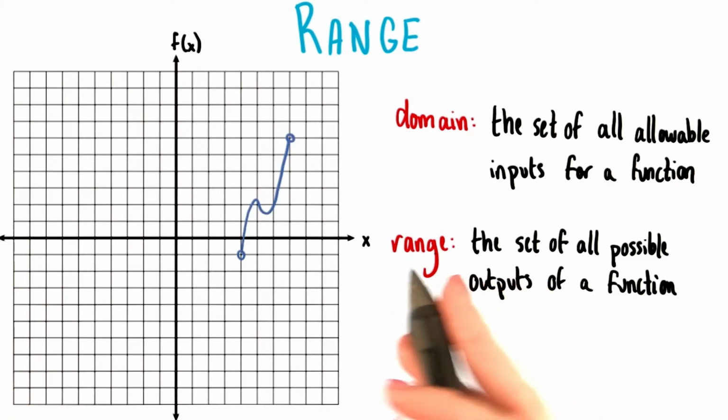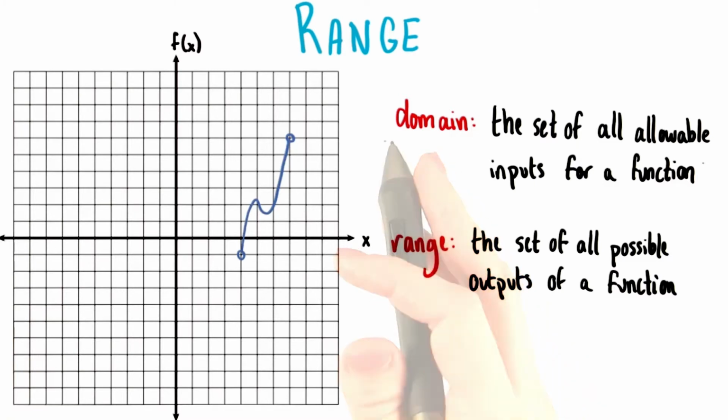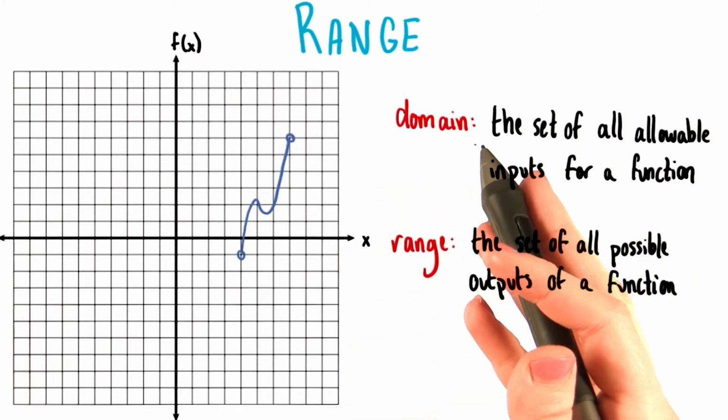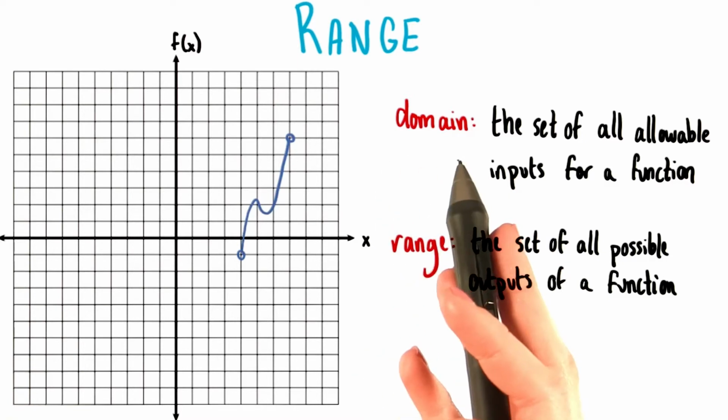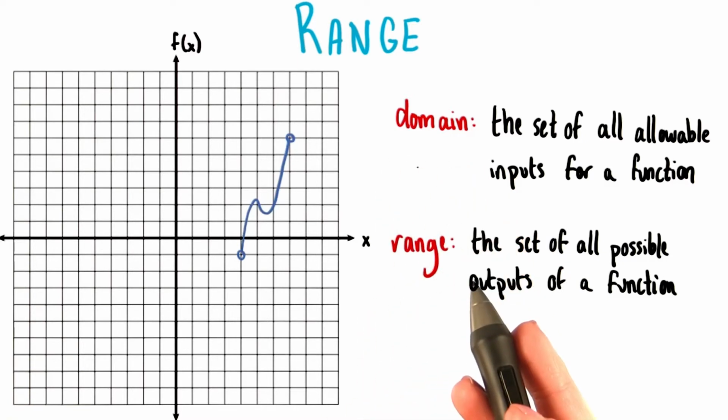The set of all possible outputs of a function is called its range. And how might we find the range? Well, we can figure out what the range is by plugging in all the different values of the independent variable that are in the domain. Once we covered all of those, we will have covered all the values that are in the range.